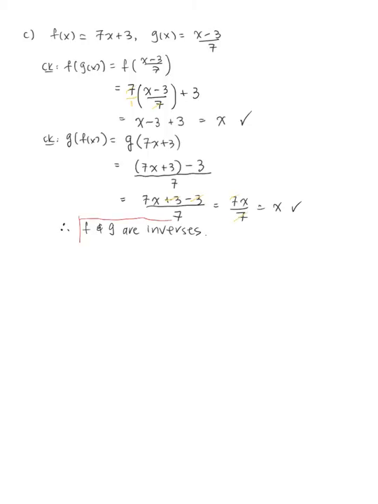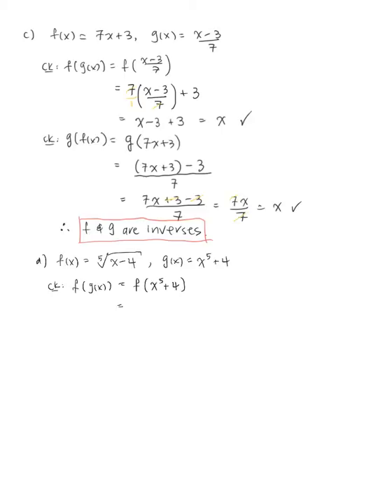So there we have it. Let's do another one. So f of x equals the fifth root of x minus 4, and g of x equals x to the fifth plus 4. All right, check f of g of x. So what do we got? We have f of x to the fifth plus 4.